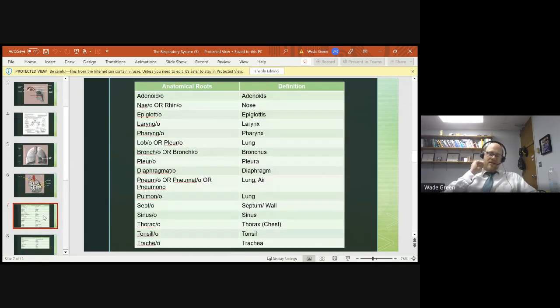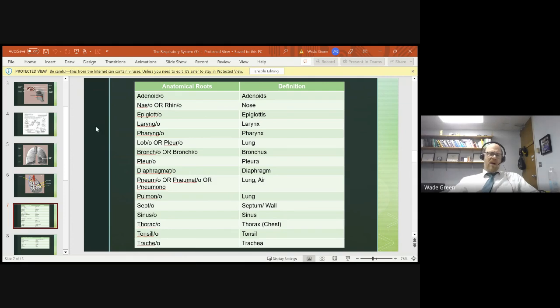So we talked about in class how the respiratory system has quite a bit of terms, but what we need to know is that we have five different terms for lung in this unit. We have pneumato or pneumono, that all means air or lung. Pulmono means lung, as well as lobo or pleuro. So I believe that's actually six, if I'm counting correctly. So we have five or six different terms here that all mean the same thing.